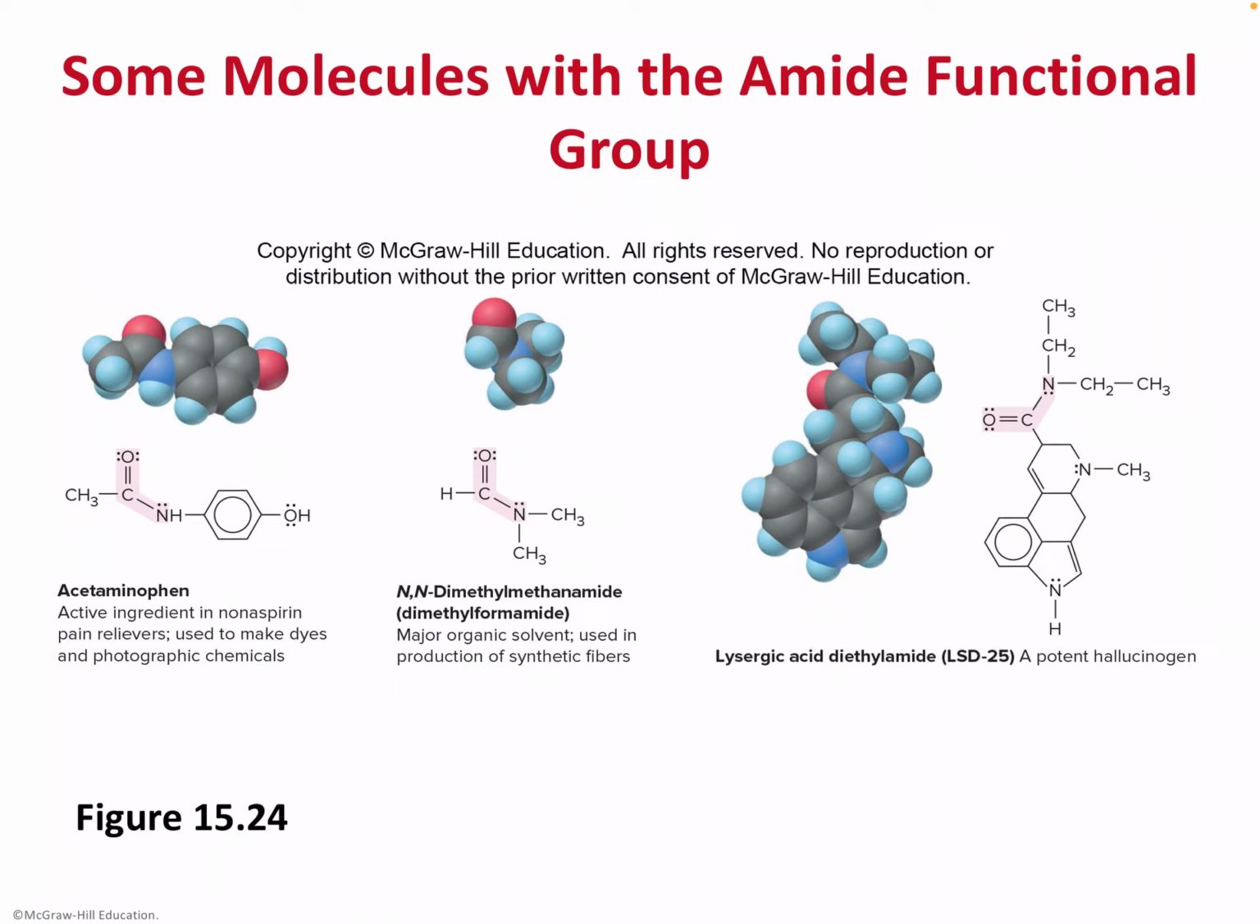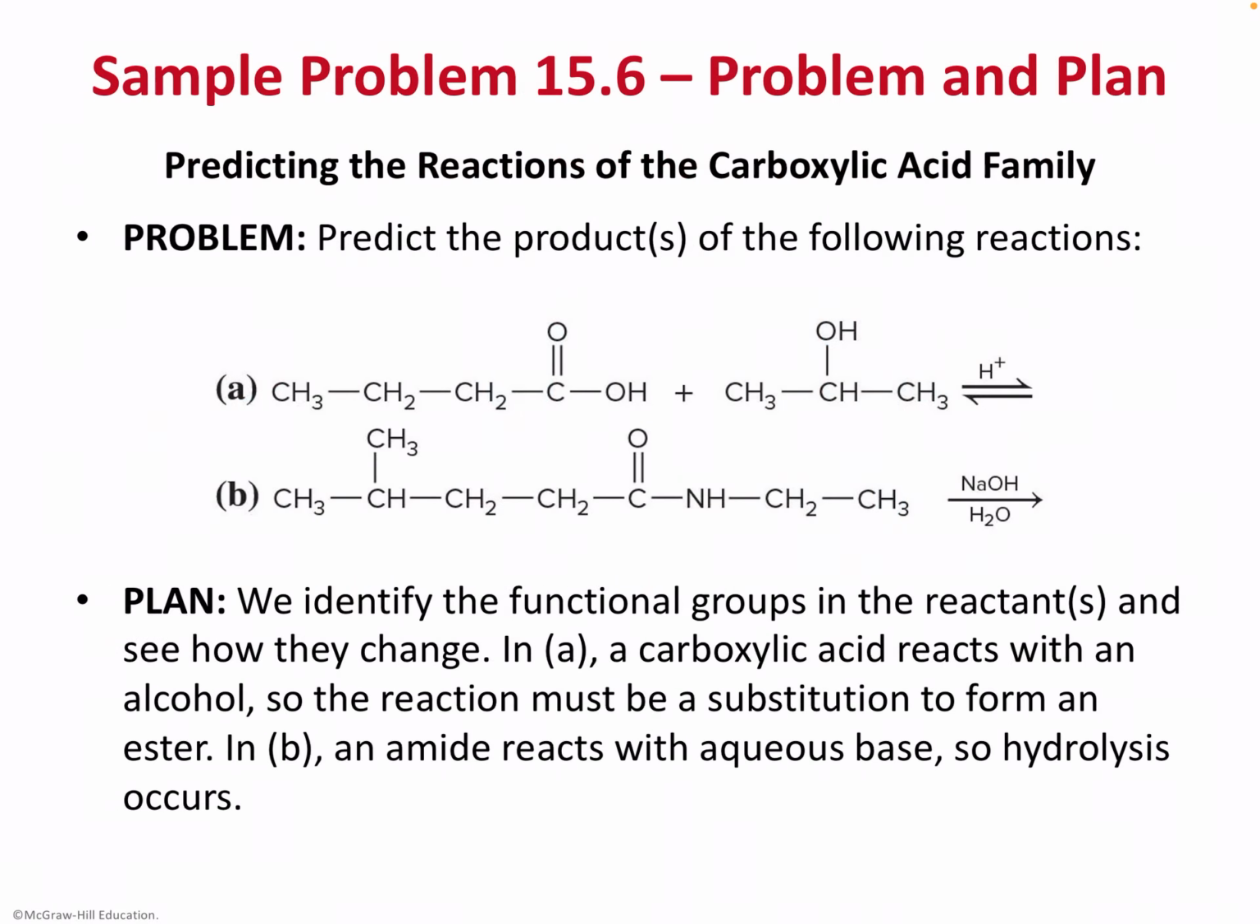These are some molecules with the amide functional group. Acetaminophen, you find the amide functional group. N,N-dimethyl methanamide, or dimethylformamide, is an organic solvent used in production of synthetic fibers. You see here the nitrogen and the carbonyl group. And this one, lysergic acid diethylamide, which is a potent hallucinogen, also has this amide functional group. So these functional groups we find in nature also.